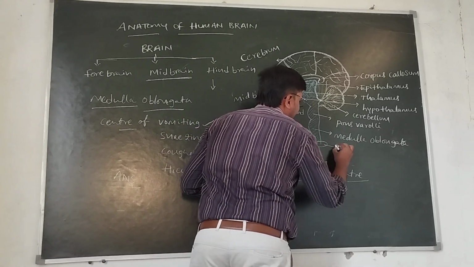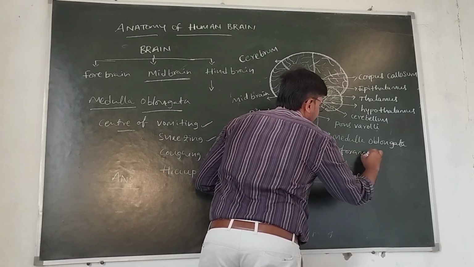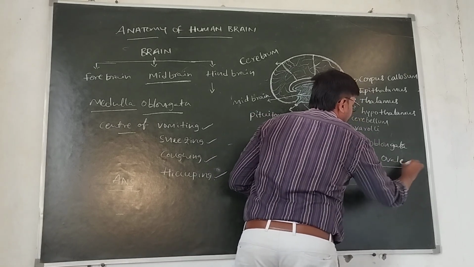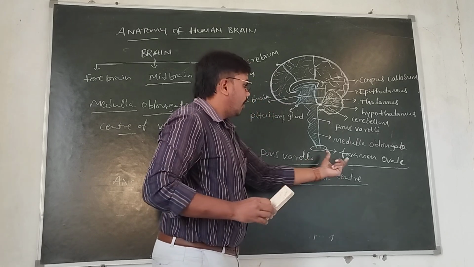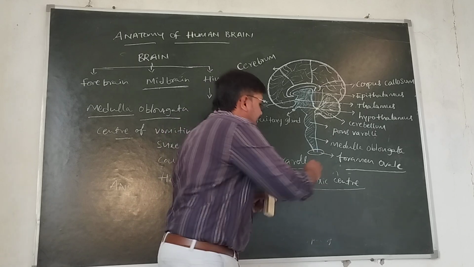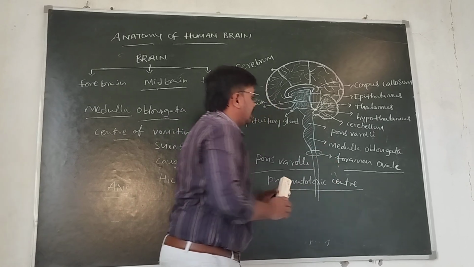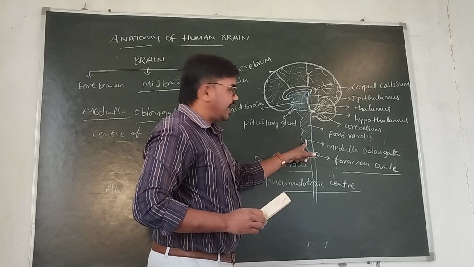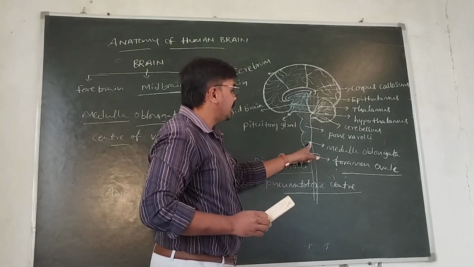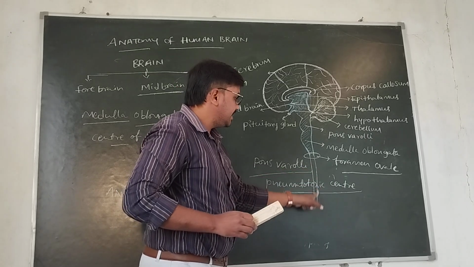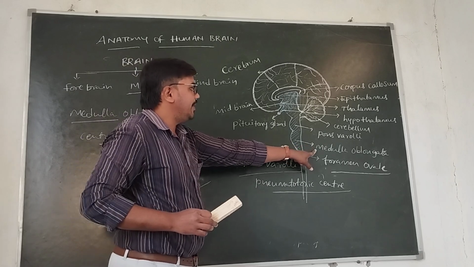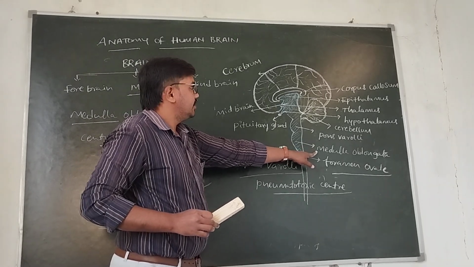The medulla passes out from the skull through the foramen magnum. The foramen is a hole. It is the site where the medulla oblongata continues as the spinal cord. This is the structure of the medulla oblongata.